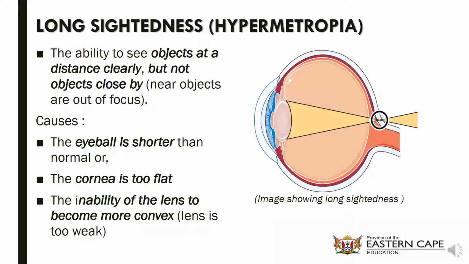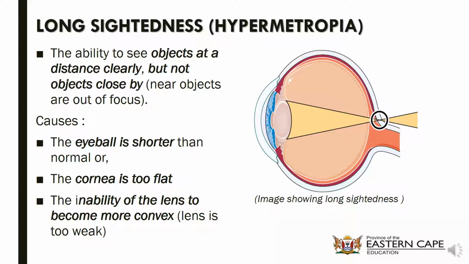Once again, what could be the reason for this? Could be because your eyeball is shorter than normal. So we look there, our eyeball is shorter than normal, which is going to affect, of course, the refractive power, or the cornea is too flat. And if our cornea is too flat, it means that it is also going to lead to the inability of the lens to be more convex.